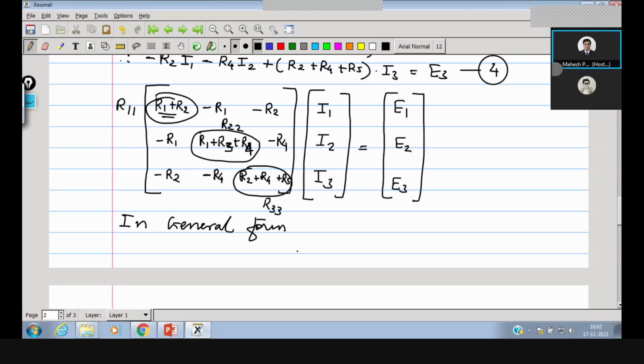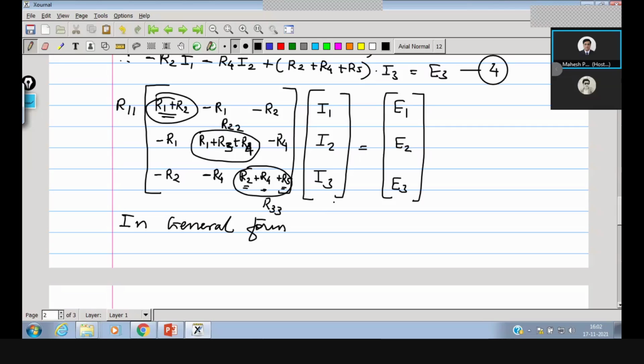Look at mesh 3 and just verify how many different resistors there are. R2 is there, R4 is there, and R5 is also there. Fine. So can we write R11, R22, and R33 of this matrix directly? Yes, we can write.